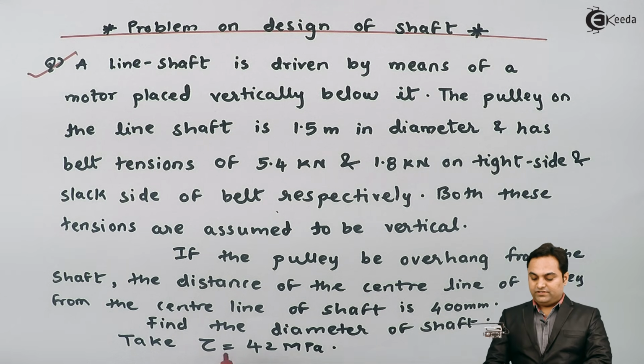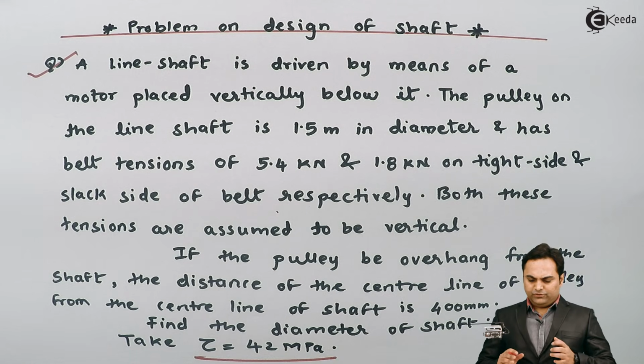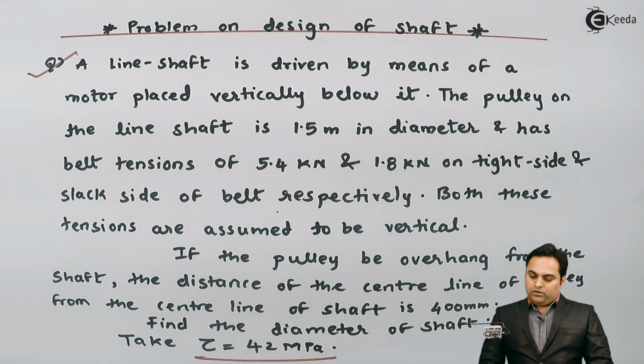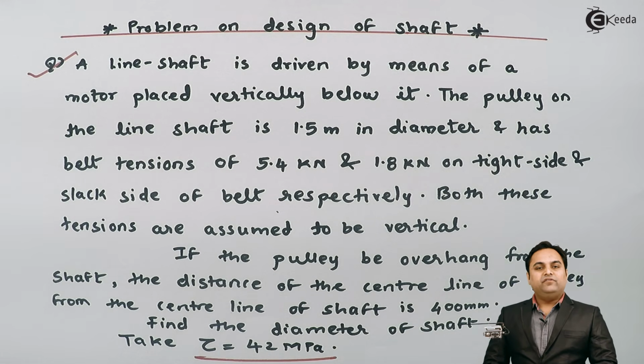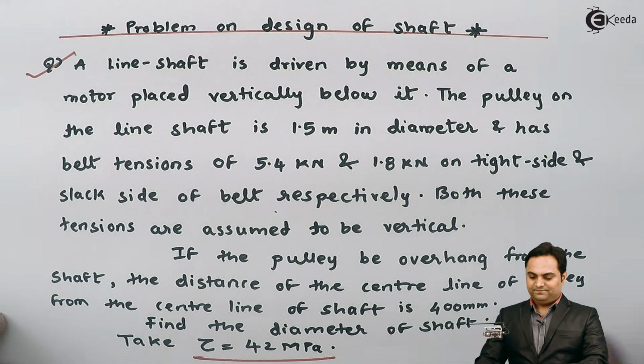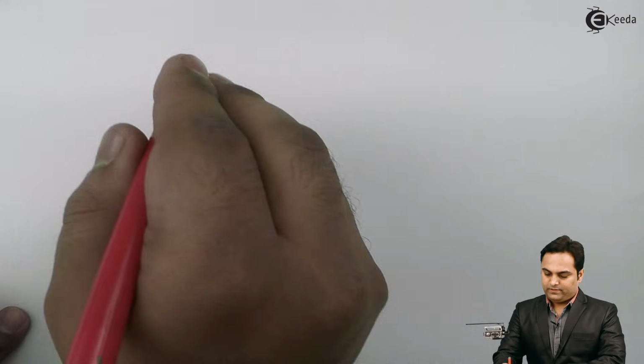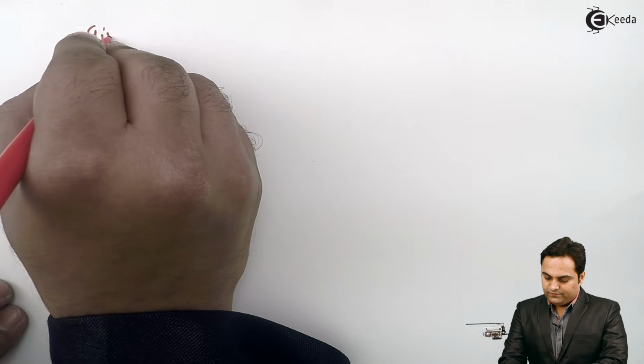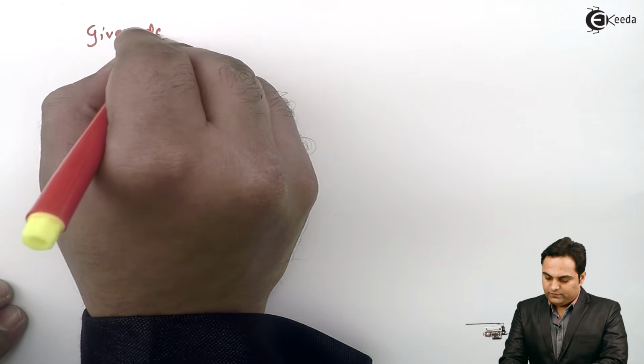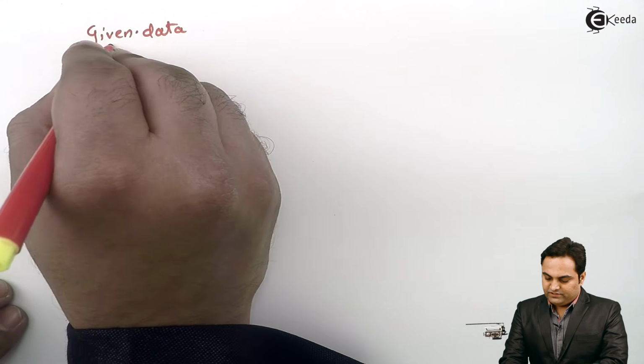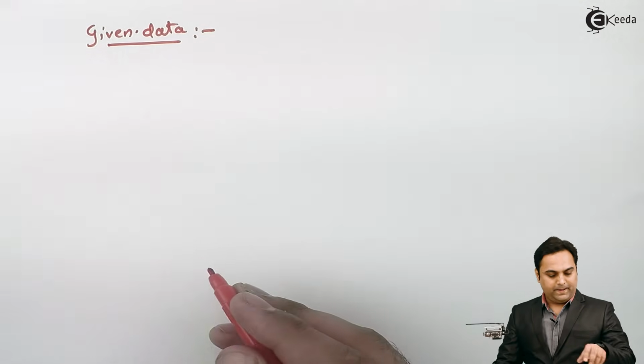Take tau, that is shear stress, as 42 megapascal. Now this is the question which we have based on design of shaft. Whatever is given here, we will write that in the form of data first. So let us get started. Whatever is given, I'll write that in the form of data.